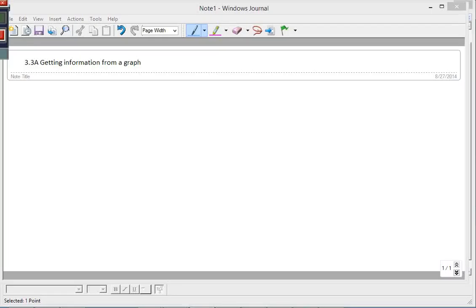And this video is 3.3, section 3.3, the first video, and we're going to talk about getting information from a graph. So a complete graph can actually tell you almost as much as an equation, and in fact in some ways it's easier to get some of the information from it. So let's look at a graph.